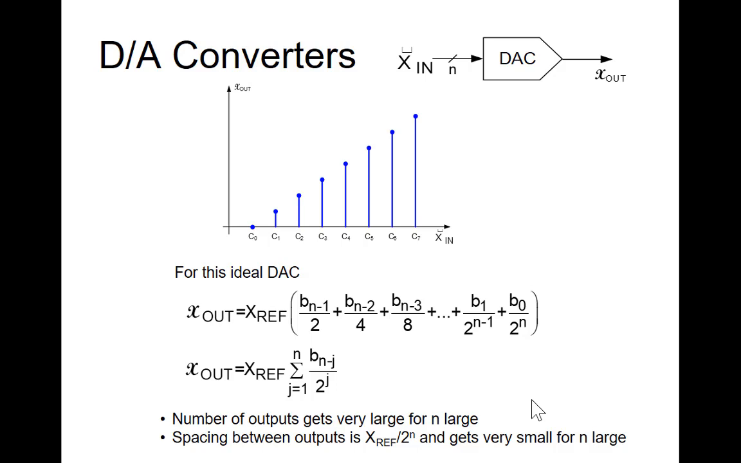So we can represent the output of a DAC, for this ideal DAC, as XREF times the summation, j goes from 1 to n, of the Boolean signal b sub n minus j divided by 2 to the j. And you can see that gives you the corresponding analog output for a given Boolean input. This representation is useful if you're doing simulations in MATLAB and so forth to represent what an ideal DAC looks like.